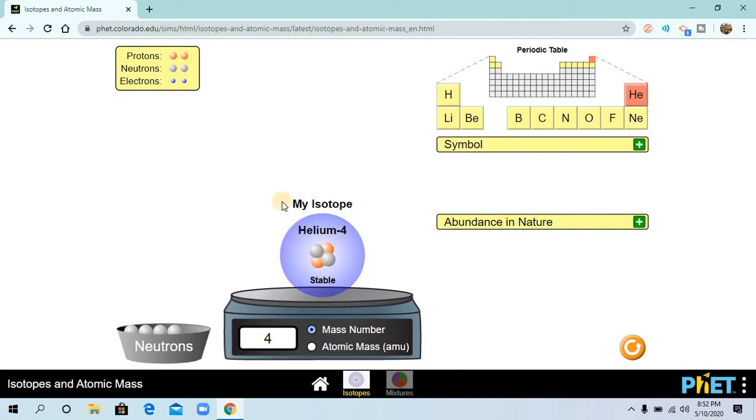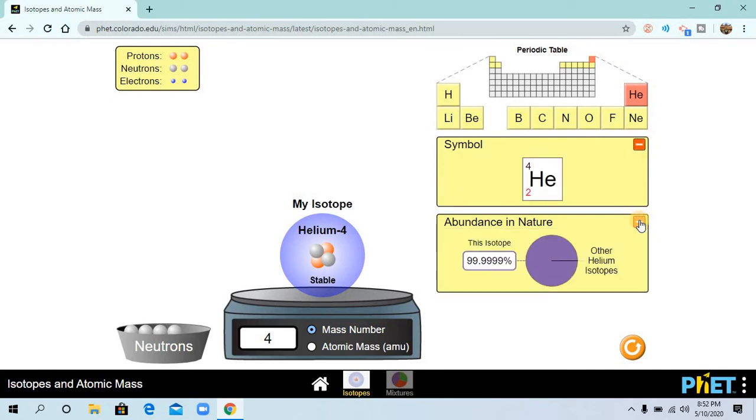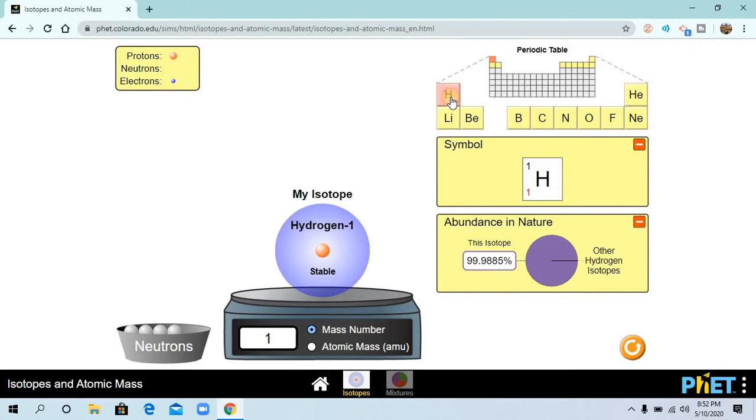I'm clicking on isotope. After clicking on isotope, you come up with this screen. See here, you have the periodic table. I want the symbol on, and the abundance in nature, I want that on too. Let's try with hydrogen.